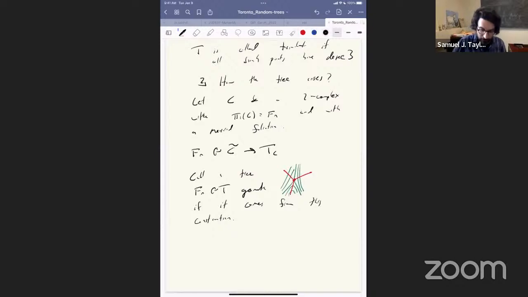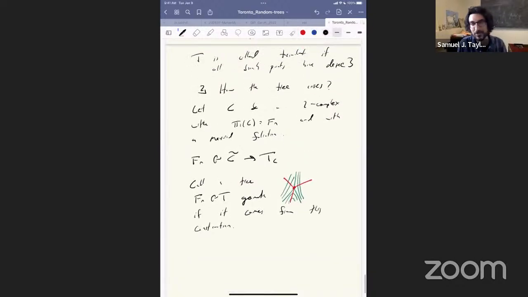Great. Are there any questions so far? These are the two properties that I'm going to be interested in. These are my two ways of making rigorous what I mean by what a tree looks like: the branching data, and where the tree comes from, how the tree arises.